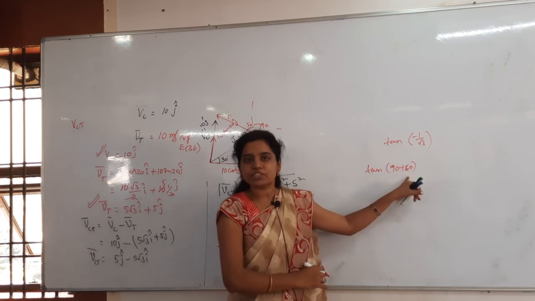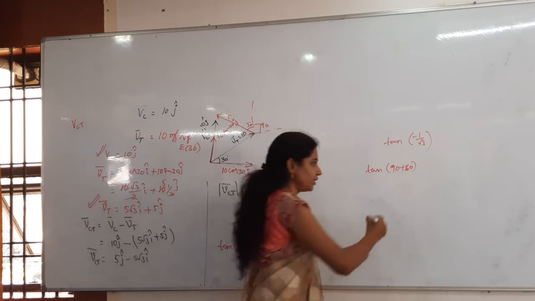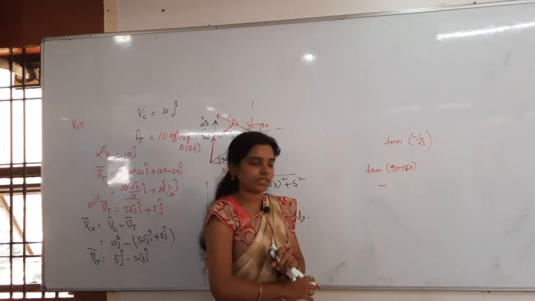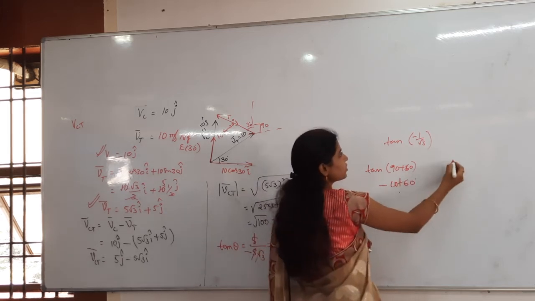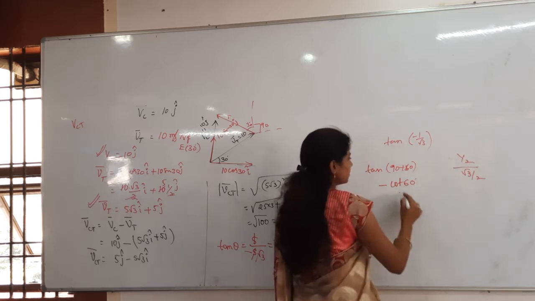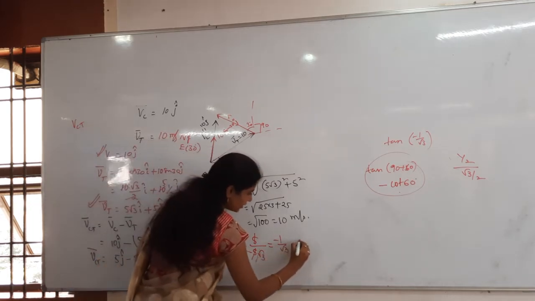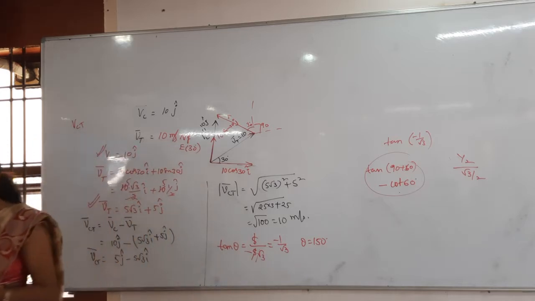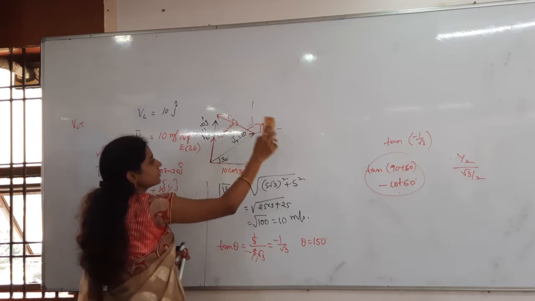Tan of 90 plus 60. Which quadrant is that? Second quadrant. In the second quadrant, is tan plus or minus? Minus. So minus. For 90, does the function change or not change? It changes. So what is remaining? Cot 60 is remaining. Cot 60 value is how much? 1 by 2 divided by root 3 by 2. Yes, that's correct. 150 is the angle. So theta is equal to 150 degrees. Then here obviously we get 60, that's it.